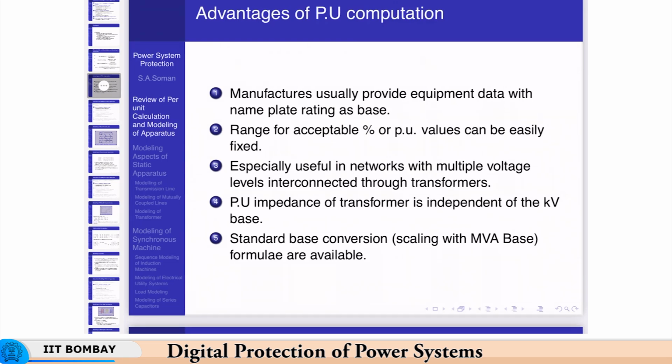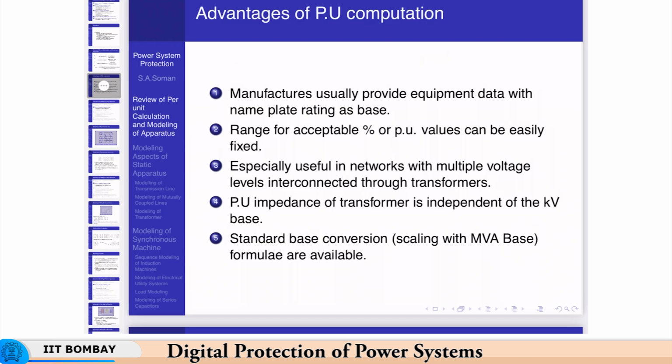Okay, we will look at a few problems, but before that, why is per unit calculation so widely used? That is because of a few advantages which are listed in the slide here. Manufacturers generally provide equipment with a nameplate rating, which is the base. Okay. And if they are not available, then the range is quite easily available. For example, transformers above 10 MVA or 12 MVA as per the IS will be around 12.5% or 0.125 per unit Z.